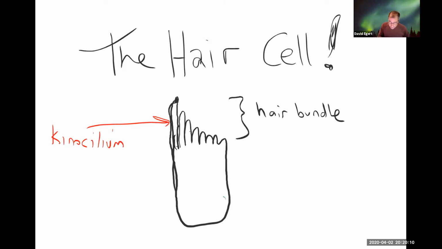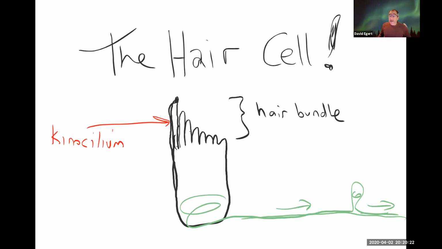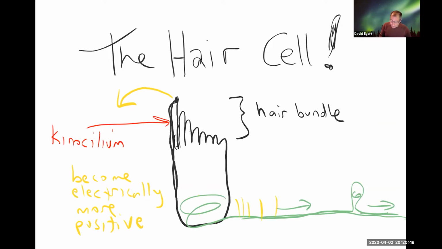The hair cell is also then going to be connected to a neuron that can send messages off to the nervous system. And the basic idea of a hair cell is it detects bending. If you take that hair bundle and you bend it towards the kinocilium, it becomes electrically more positive. It's going to stimulate this more. It's going to send more action potentials down to its target. If you bend it away from the kinocilium, the whole cell becomes electrically more negative.